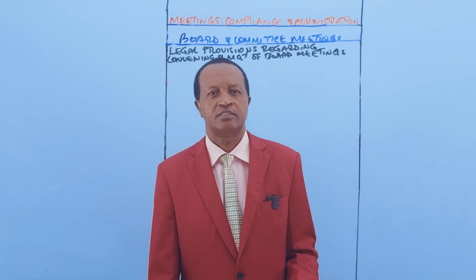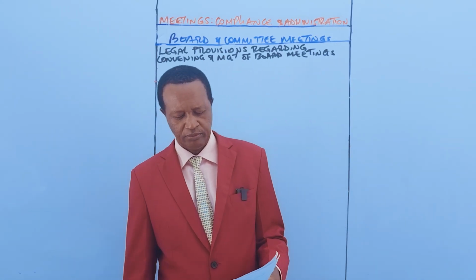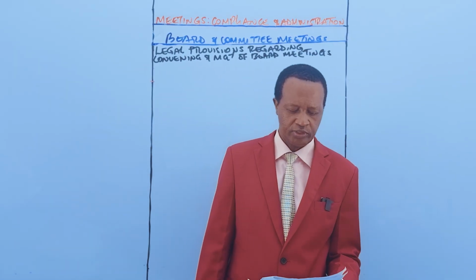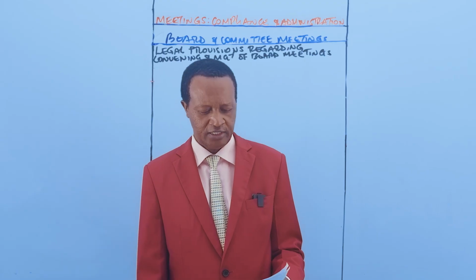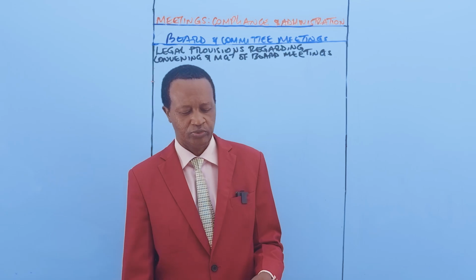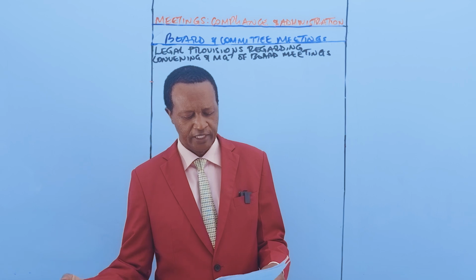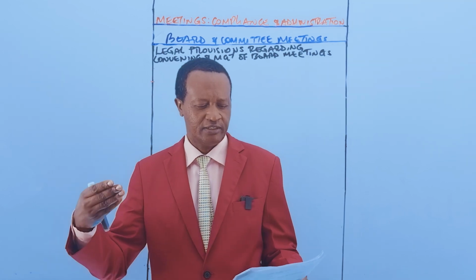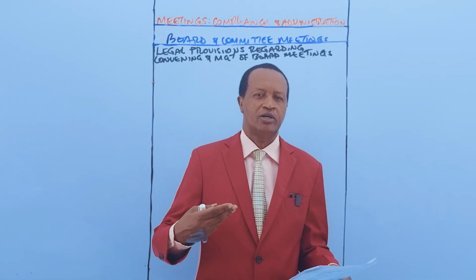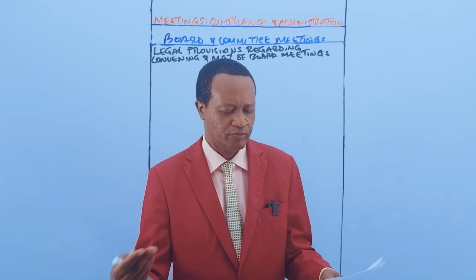The subject is meetings. We are going to study the legal provisions regarding convening and management of board and committee meetings. Now, this is lesson number 8 under the topic board and committee meetings. And this lesson on legal provisions is similar to the one we studied in our last session, which is requisites of valid board and committee meetings. By studying the requisites of valid board and committee meetings, we were somehow analyzing the legal provisions regarding convening and management of board and committee meetings.